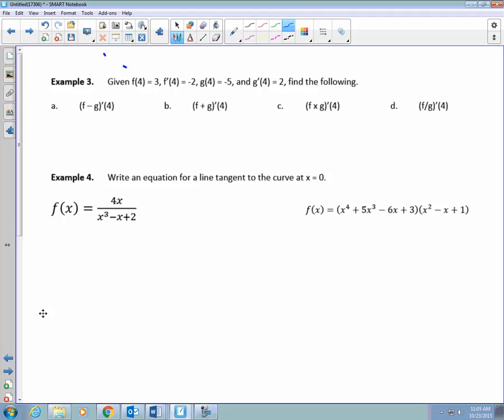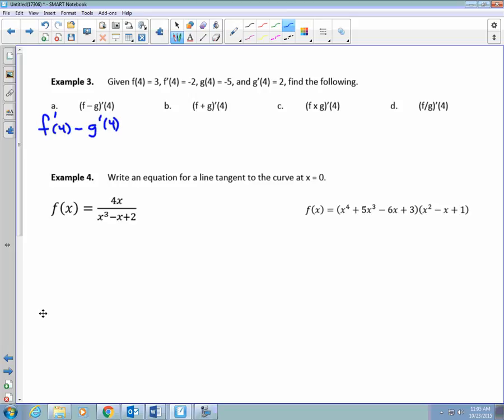These are good problems. It says given f of 4 is 3, f prime of 4 is negative 2, g of 4 is negative 5, and g prime of 4 is 2, find the following. And that looks really confusing right away, right? So let's just see if we can write a rule and then plug something in. It says f minus g prime of 4. Well, our rules from the other day say that we take f prime of 4 minus g prime of 4. That's what I wrote today right on the sheet when we got started.